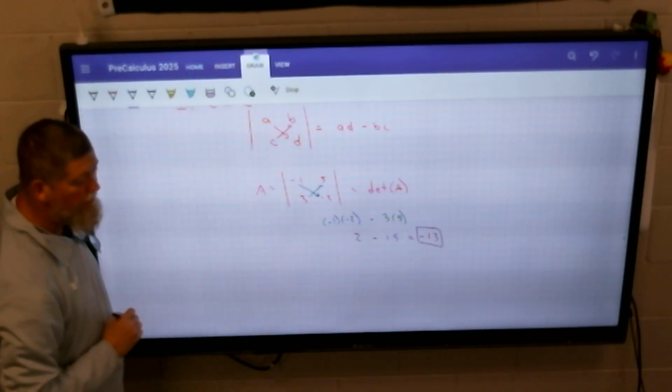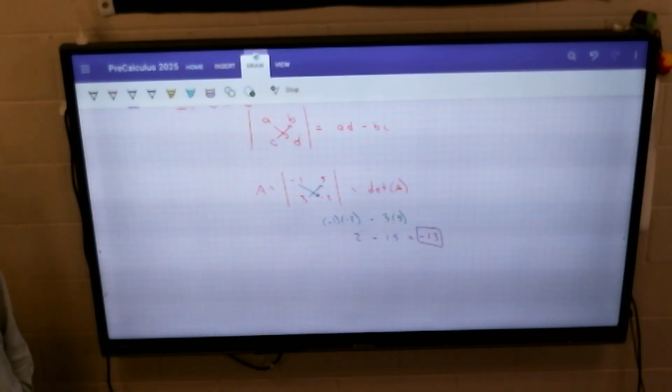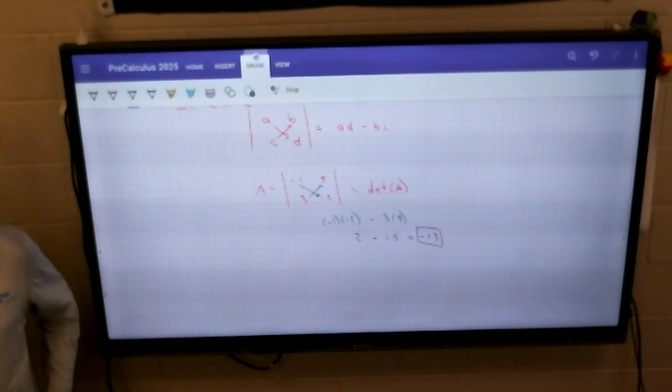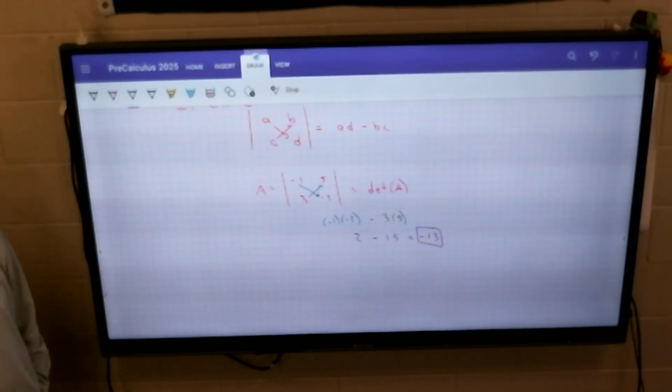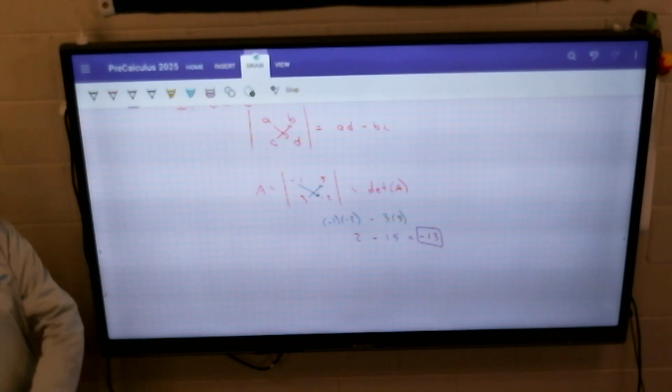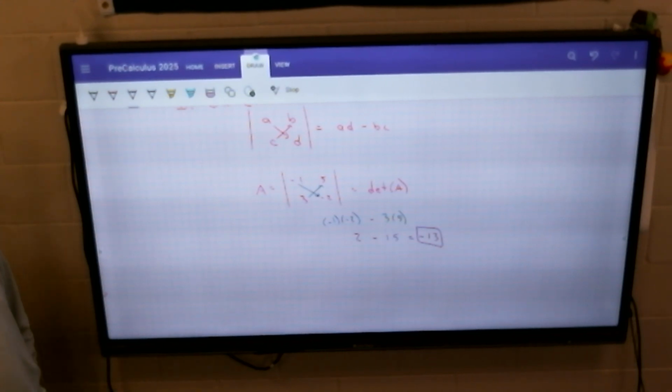It's always across like that. It's always across. 2 by 2s. 3 by 3s, we're going to have to do a little bit different. But if you can get a 2 by 2, you can do 3 by 3s. So it's down minus up. Got it?